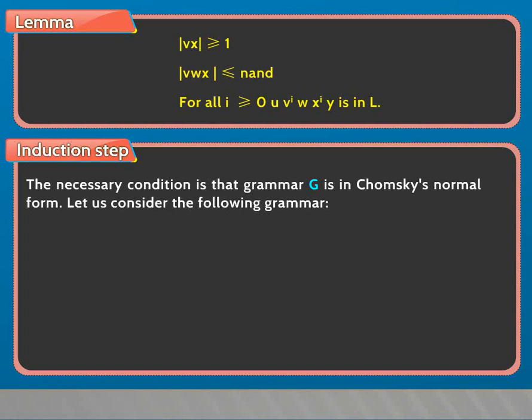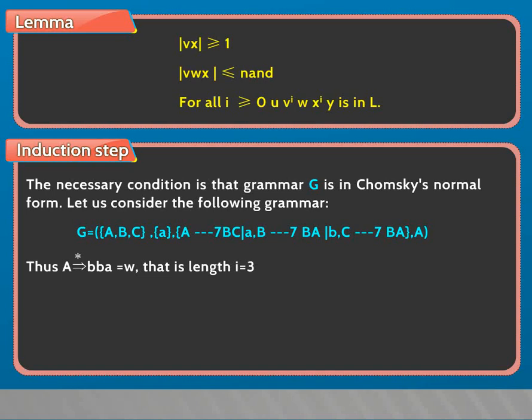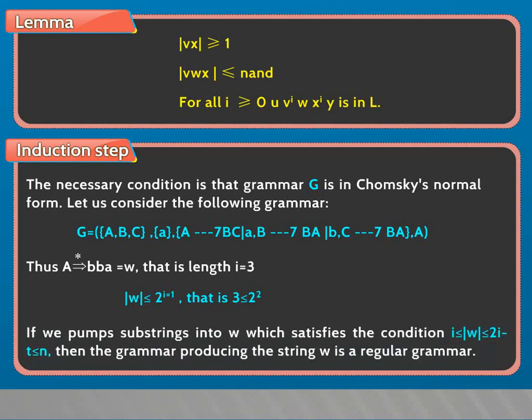Let us consider the following grammar. G is equal to {A, B, C}, with productions A to BC, or A to BA, or B to CA, and so on. Thus A derives, in asterisk steps, ba, which is equal to w, that is length i is equal to 3. |w| is less than or equal to 2^(i-1), that is 3 is less than or equal to 2^2. If we pump substrings into w which satisfies the condition i less than or equal to |w| less than or equal to 2^(i-1) less than or equal to n, then the grammar producing the string w is a regular grammar.